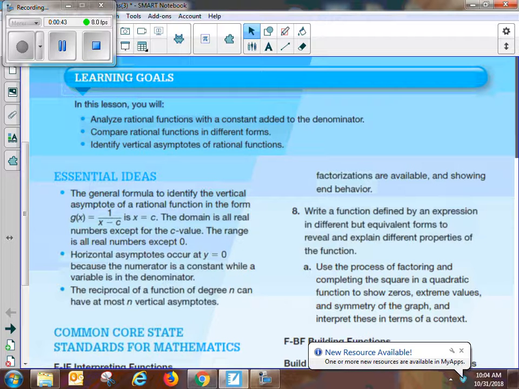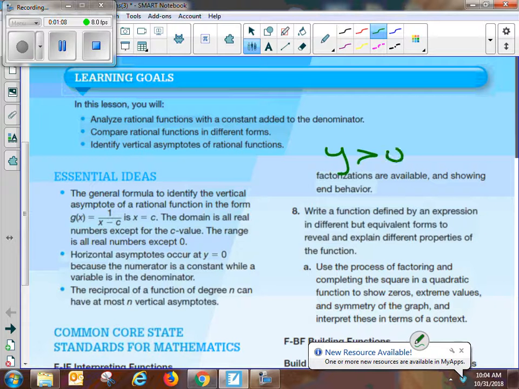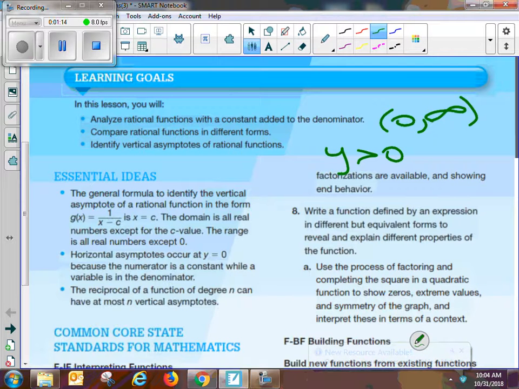The range, nope, no. On 1 over x squared, so 1 over x, it was the same, but 1 over x squared, remember you just told me you're in quadrants 1 and 2. So from 0 to infinity, do I include 0? No. So y is bigger than 0 or parentheses 0 to infinity. Either way would be absolutely perfect. Either one of those. Okay?